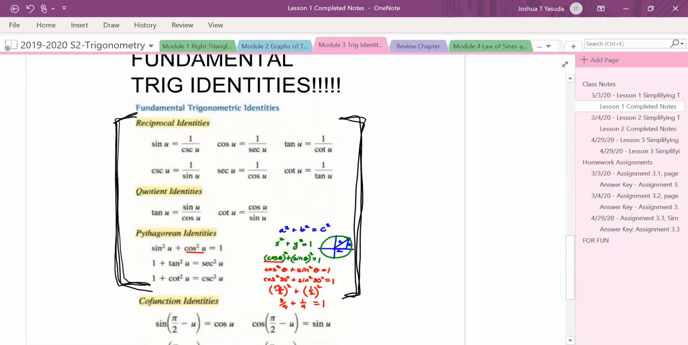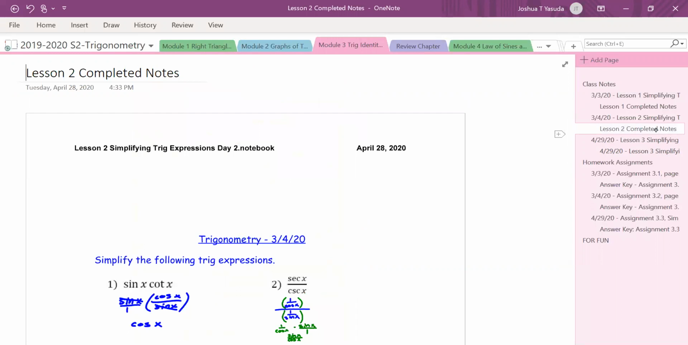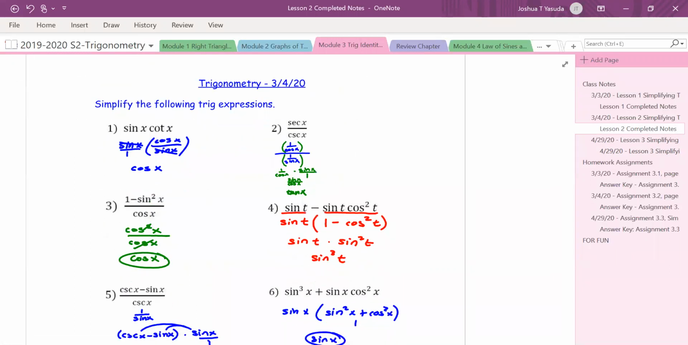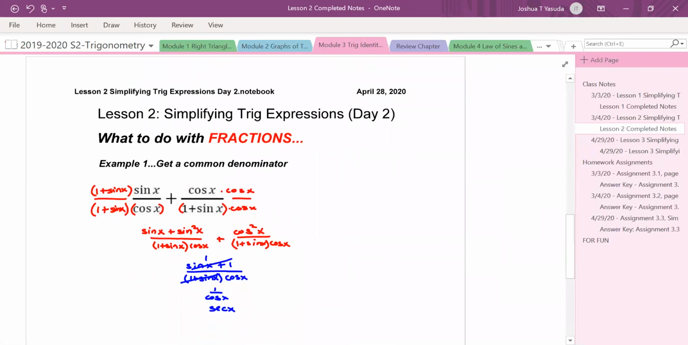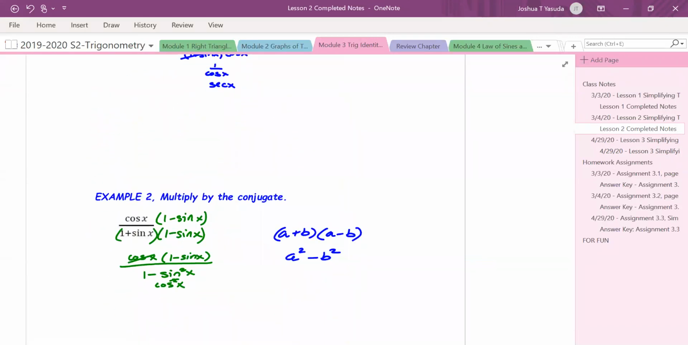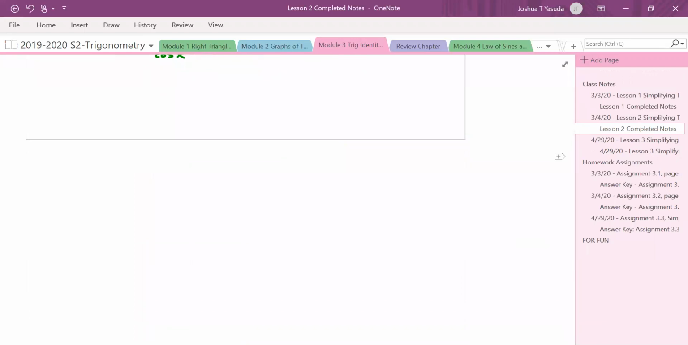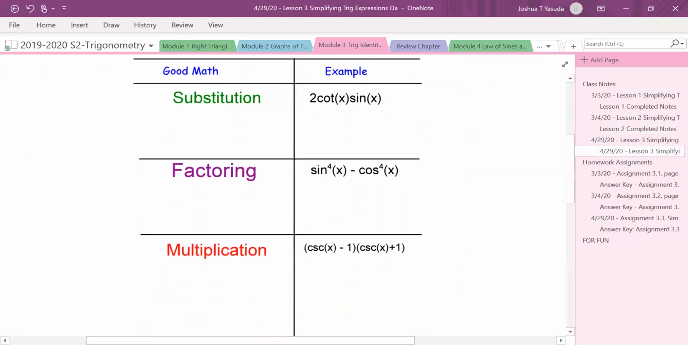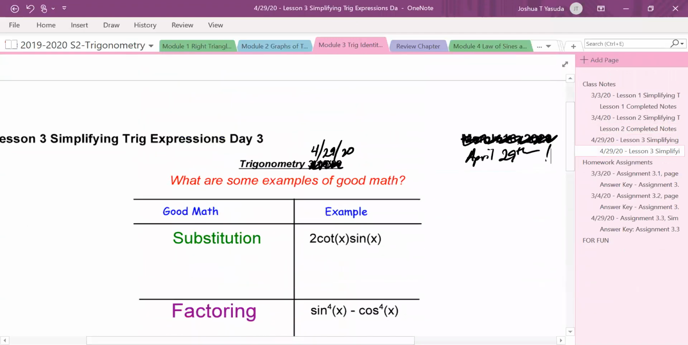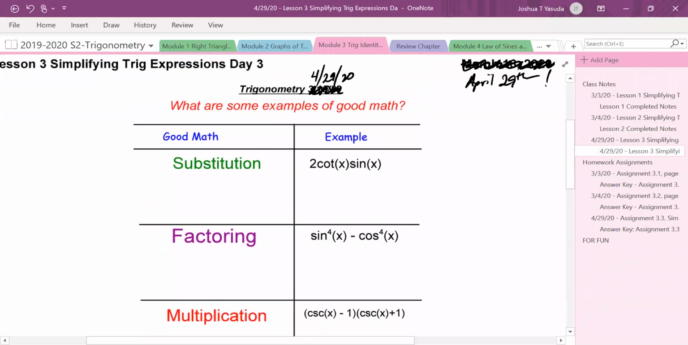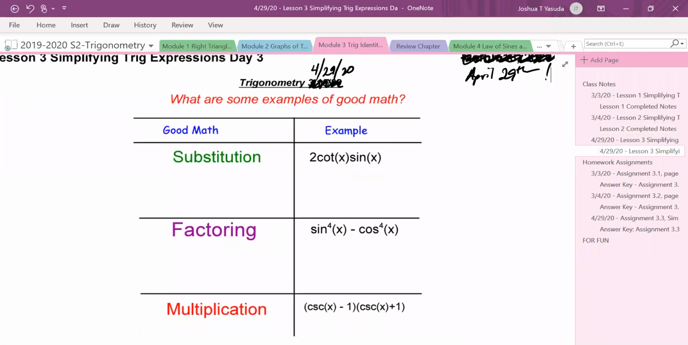Okay, so those are there in OneNote still, but you've got completed notes for lesson 1 and lesson 2. So if you want to go through those and see what we did again, and maybe look at your own notes and see how you worked with those, that would be a good idea. But what I'm going to do right now is go over a handful of different strategies that you can use to simplify a trig expression. We're going to do this today, and then tomorrow we're going to talk about more of the same. It'll just be a lot of practicing over the next couple of days, and then we'll see how it goes.